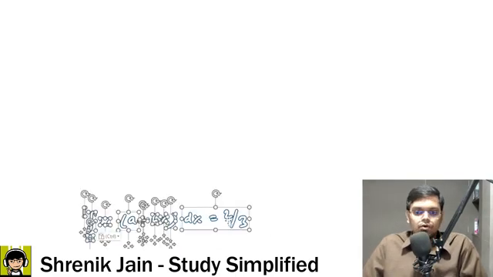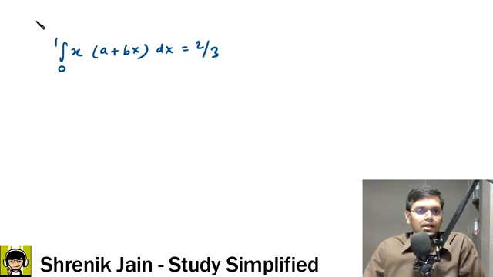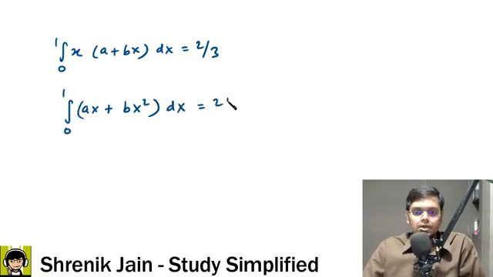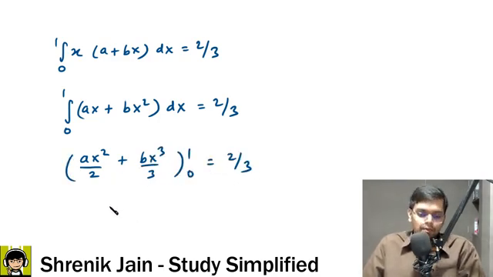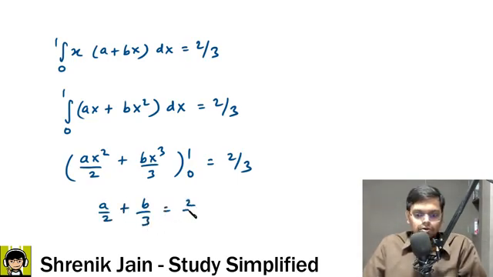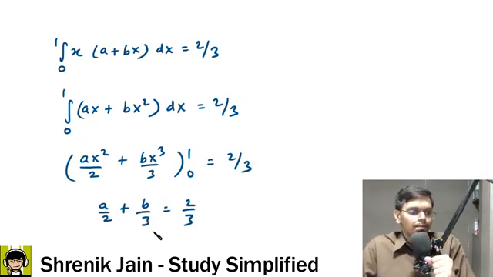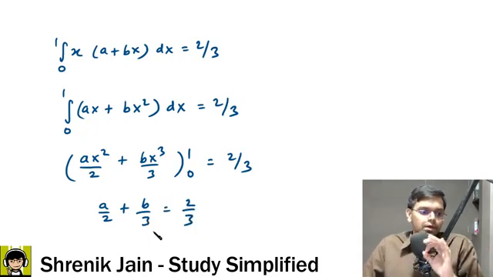Further I can move forward by saying that integral of a into x plus b into x square dx, x going from 0 to 1, is equal to 2 by 3. Sir, integration: a into x square by 2 plus b into x cube by 3, upper limit 1, lower limit 0, is equal to 2 by 3. So upper limit minus lower limit, if I do, then a by 2 plus b by 3 is equal to 2 by 3. Right? Yes. So now this is where you got the first equation.